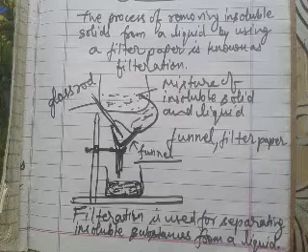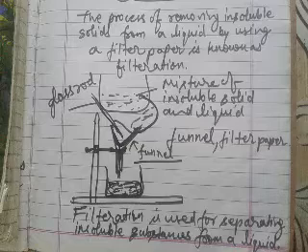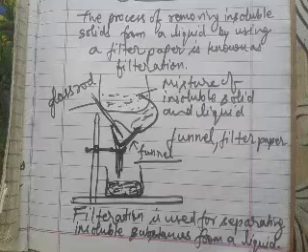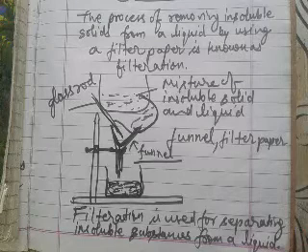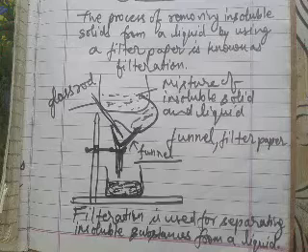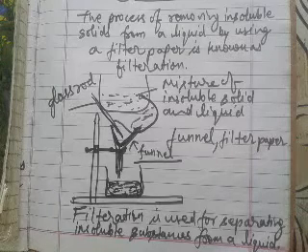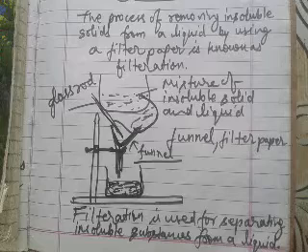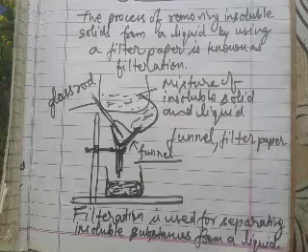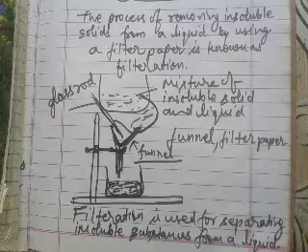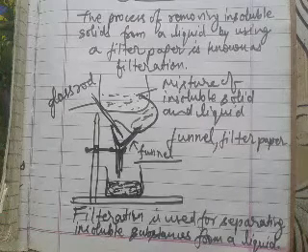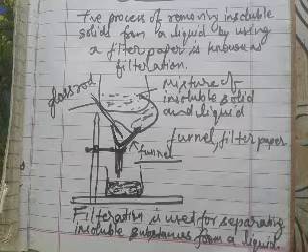So we note that the filtration method is only used for the separation of solid insoluble substances from the liquid mixture, and it cannot remove any solid substances which are dissolved in liquid. For example, if sugar is dissolved in tea, it cannot be separated by filtration.